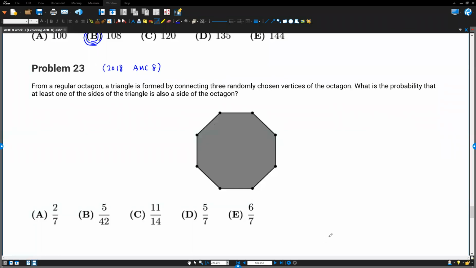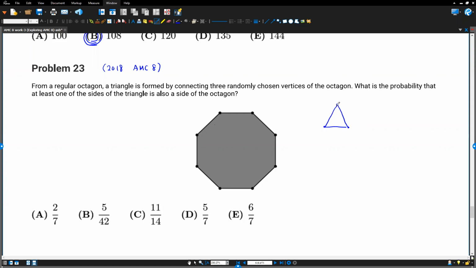All right, so we have the regular octagon. An octagon has 8 sides and 8 vertices. Okay, you can see the octagon there. A triangle is formed by connecting 3 randomly chosen vertices of the octagon. If you have 3 points over here, when you connect the lines, we have 1 triangle.